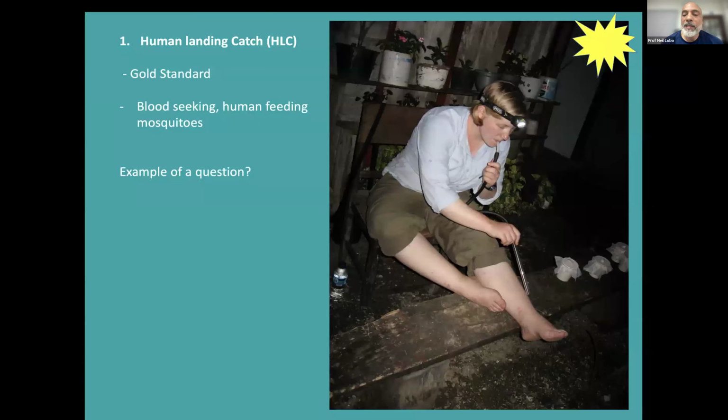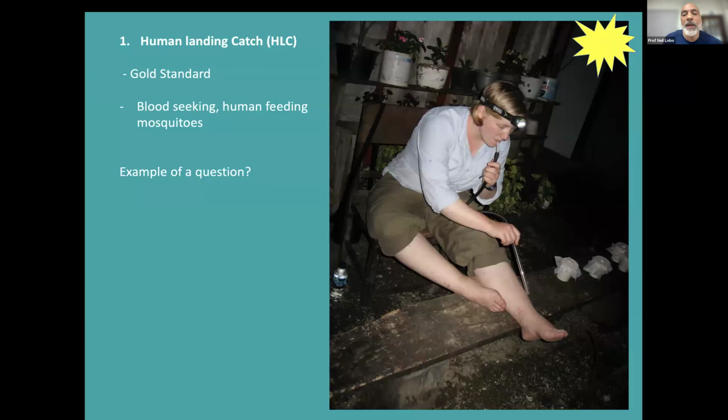This is important because it directly captures the host seeking rate, the human host seeking rate. You can place a person indoors and have indoor human landing catches, or you can place a person outdoors and have outdoor human landing catches. As you can see, Brandy is sitting outside sampling mosquitoes. You can even place a person in the forest and do forest human landing catches. So wherever you want to see what the human landing rate is, you can use a human landing catch.